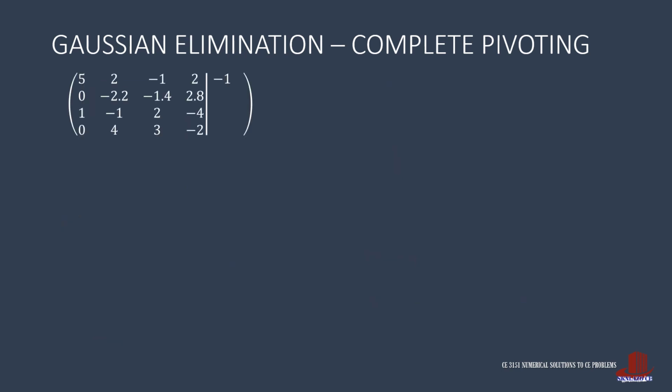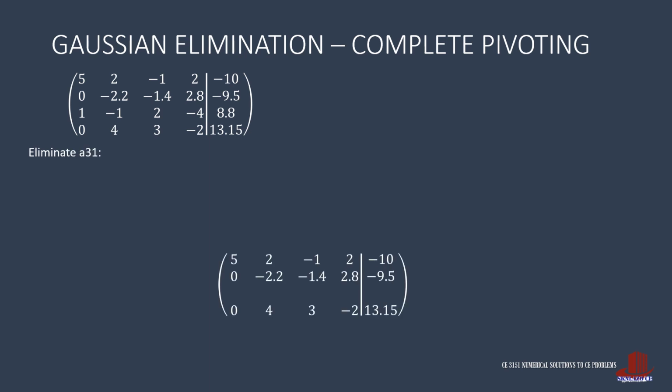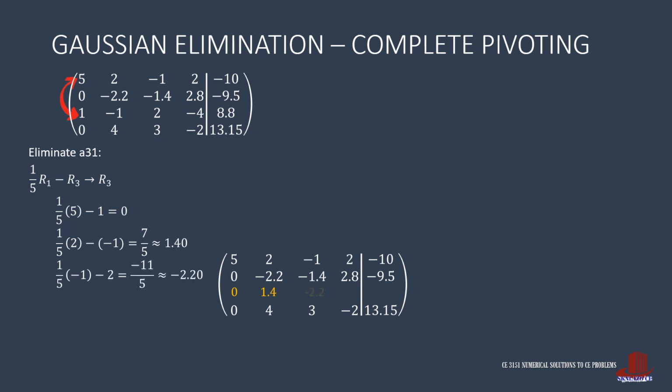With the updated matrix, we work on eliminating element 3,1 with 1/5 of row 1 minus row 3 as the new row 3. The row starts with 1/5 of 5 minus 1 to have 0. Then 1/5 of 2 minus negative 1 to get 7/5 or 1.4. Then 1/5 of negative 1 minus 2 to have negative 11/5 or negative 2.2.